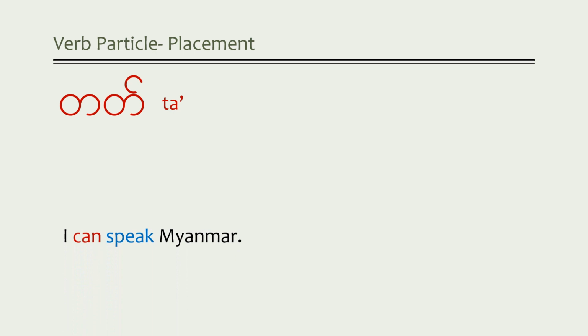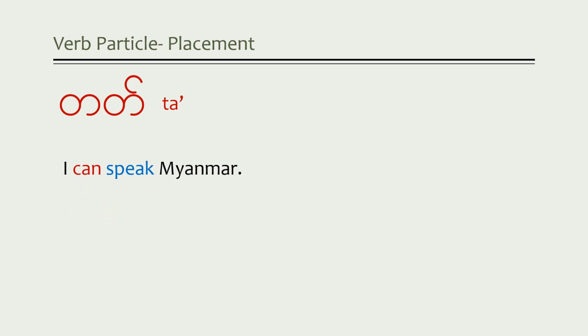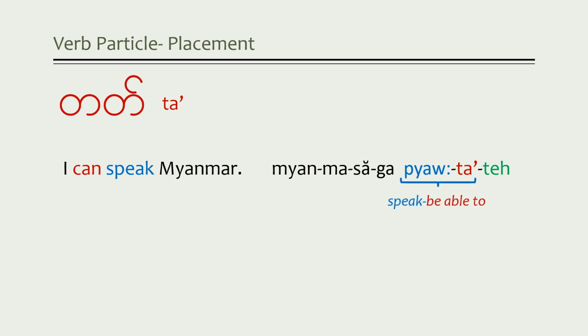Now let's look at how you could use this particle. The example I'm going to use is I can speak Myanmar. The primary verb is speak. The helping verb is can. What I'm really saying is I'm able, I have the ability to speak the Myanmar language. In Myanmar, it would be Myanmarzaga pyotate. The particle follows the primary verb, pyo. However, it comes before the final particle, the affirmative particle in this case.